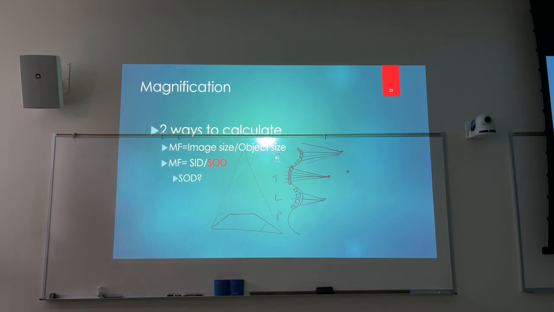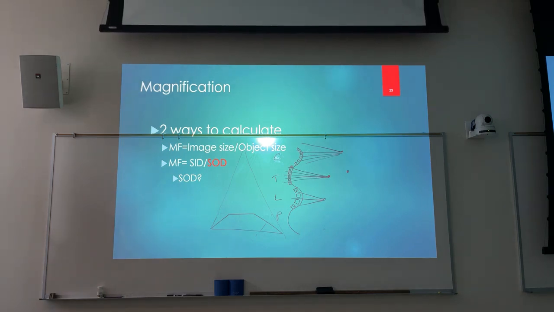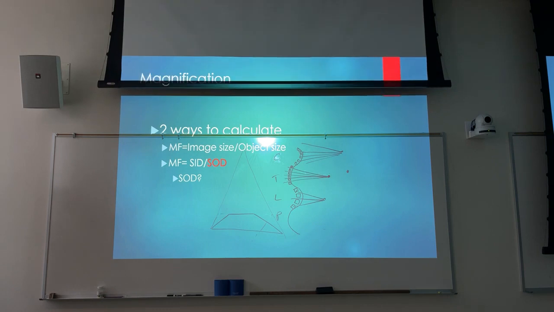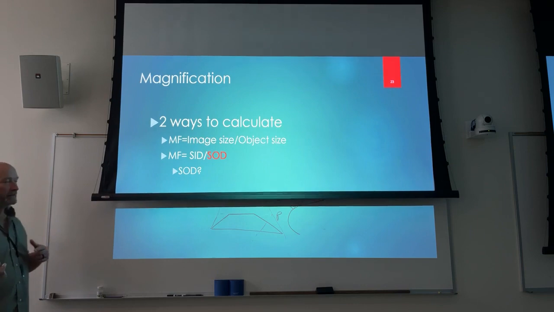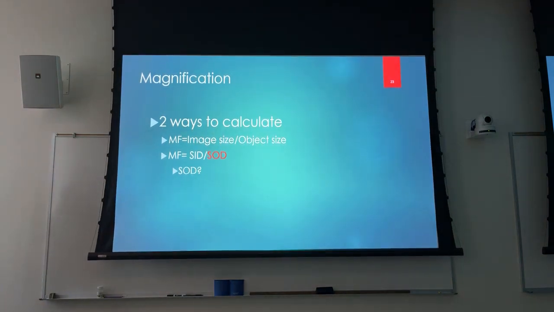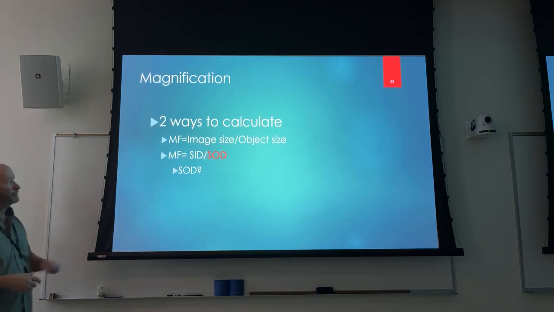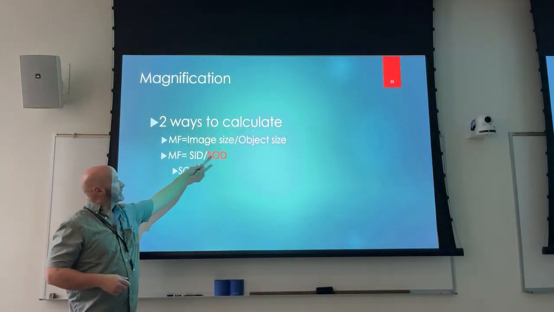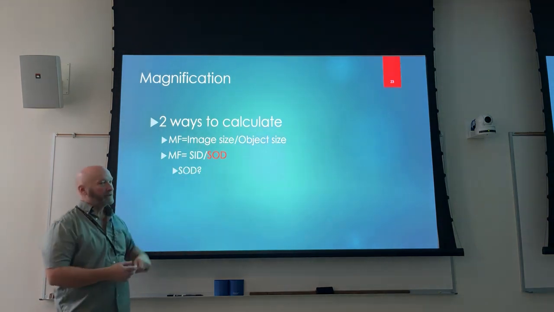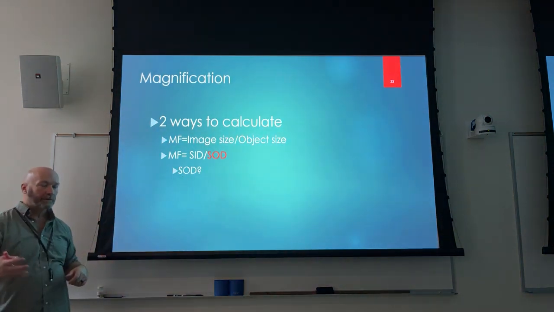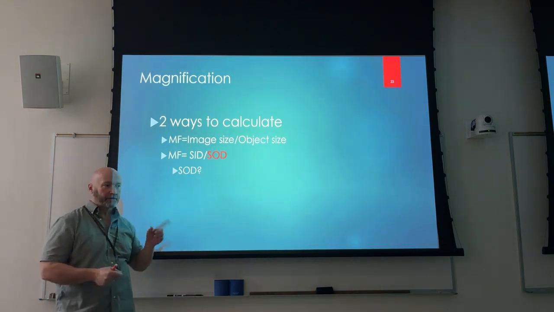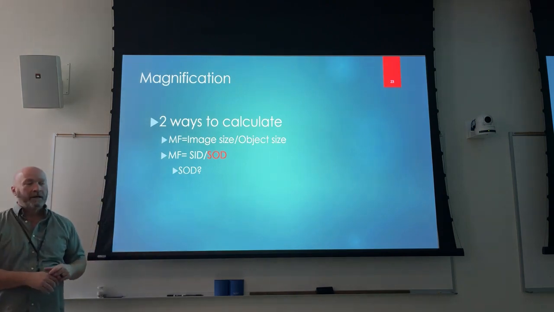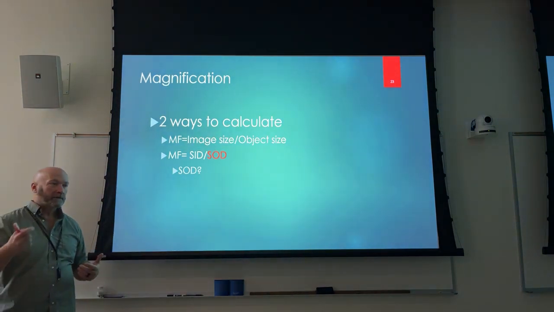All right, so magnification, we've got 2 ways to calculate magnification. If you know the image size, then you can use image size over object size, but if you do not, then what you've got to go with are your distances. So magnification factor can be calculated as image size over object size. Your magnification factor is always going to be over 1, and I'll explain that here in a minute. You're never going to have a magnification factor that's less than 1.